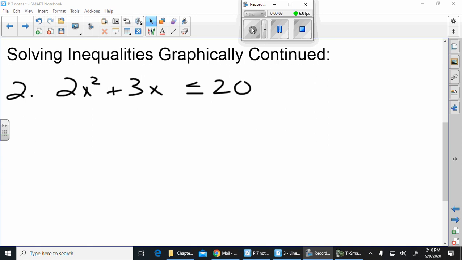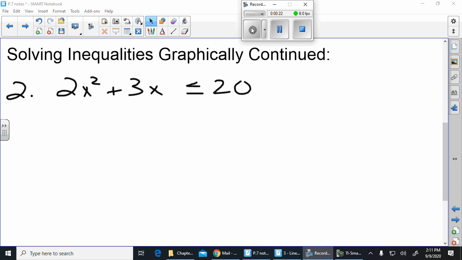Okay, so I am for sixth period. You guys are going to have, I want to do a couple more examples since we don't meet live until Friday. So I want you to see a couple more of these inequalities with your calculator graphically.